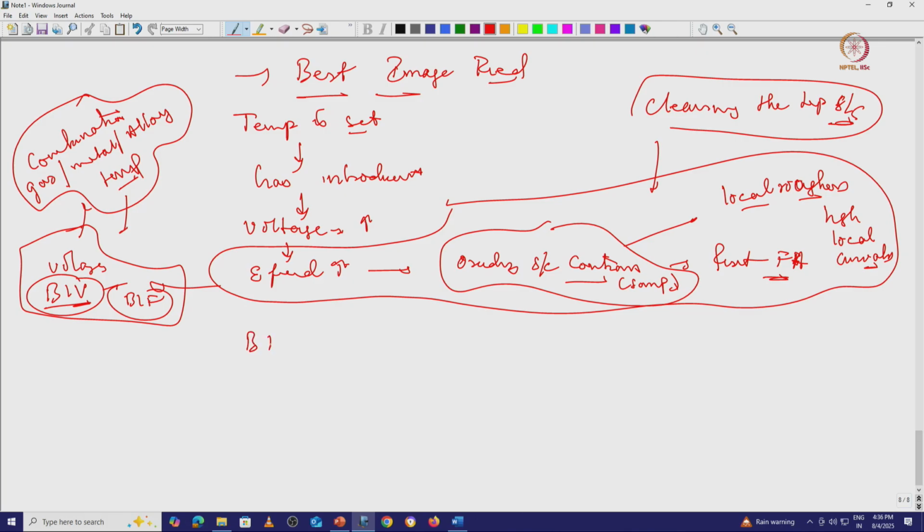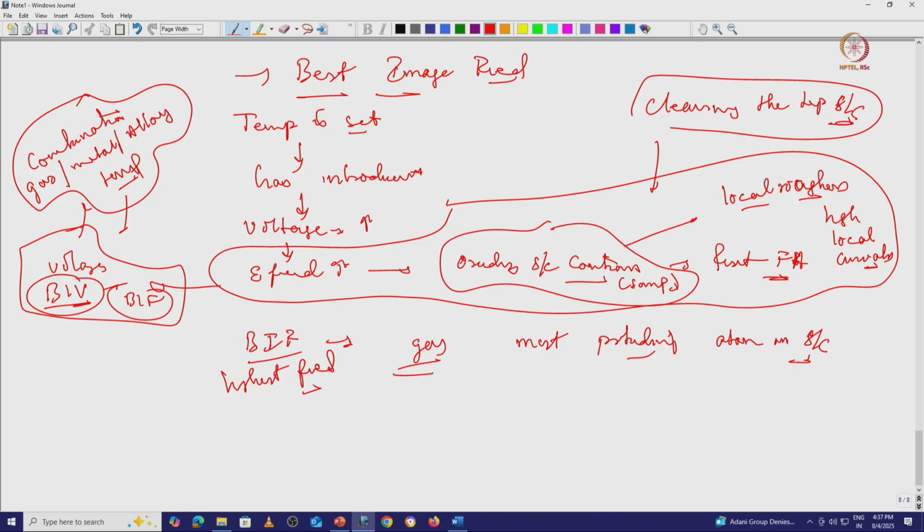Okay. So BIF, as I told you, is the highest field that enables the ionization of the imaging gas just above the most protruding atoms on the surface, where the electric field is maximum locally, while not inducing any field evaporation of the surface atoms.